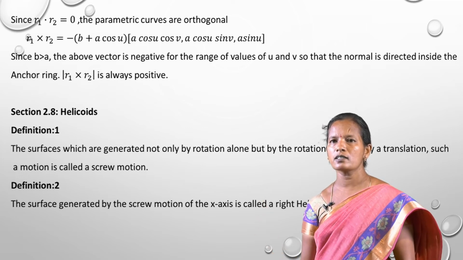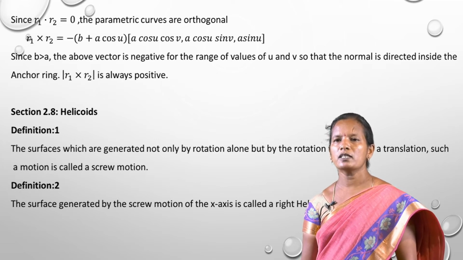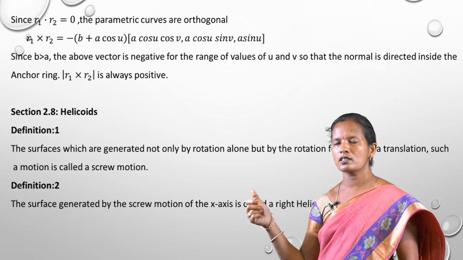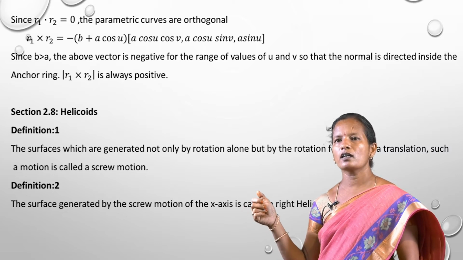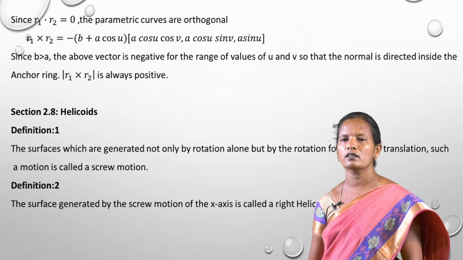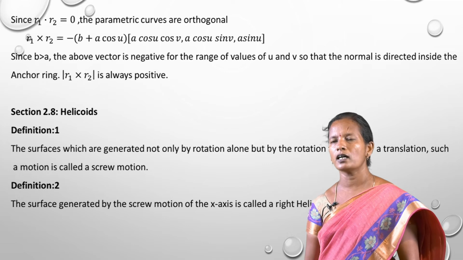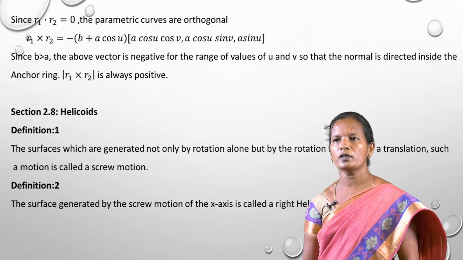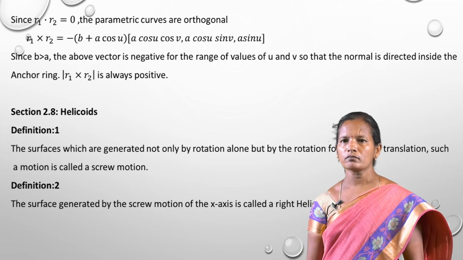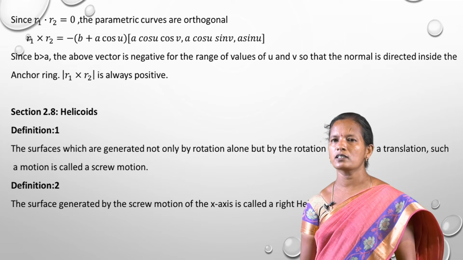Next, R1 cross R2, the cross product between R1 and R2: taking the determinant value and expanding, we get −(B + A cos u) times (A cos u cos v, A cos u sin v, A sin u), where the last is the z coordinate. Since B is greater than A, the above vector is negative for the range of values of u and v, so that the normal is directed inside the anchor ring, that is, the modulus of the R1 cross R2 value is always positive.